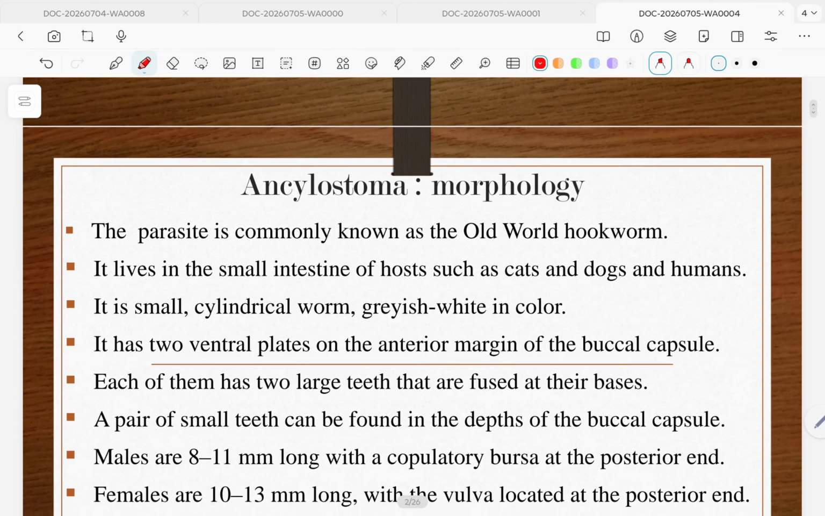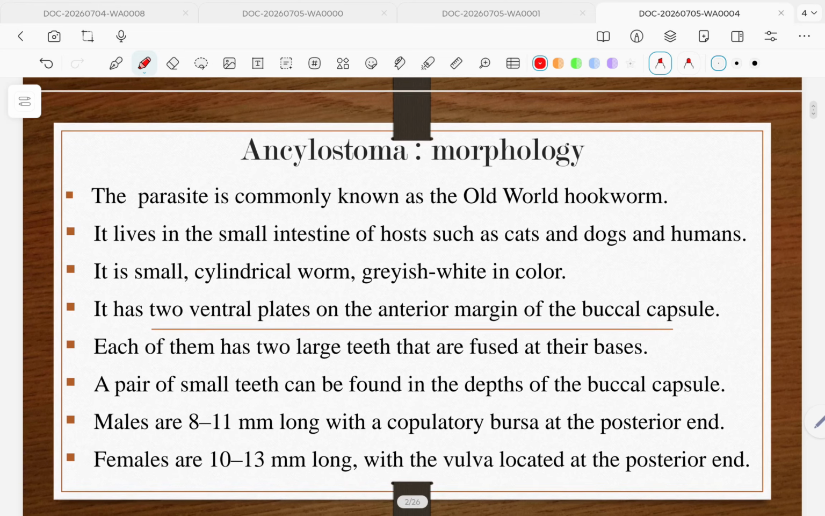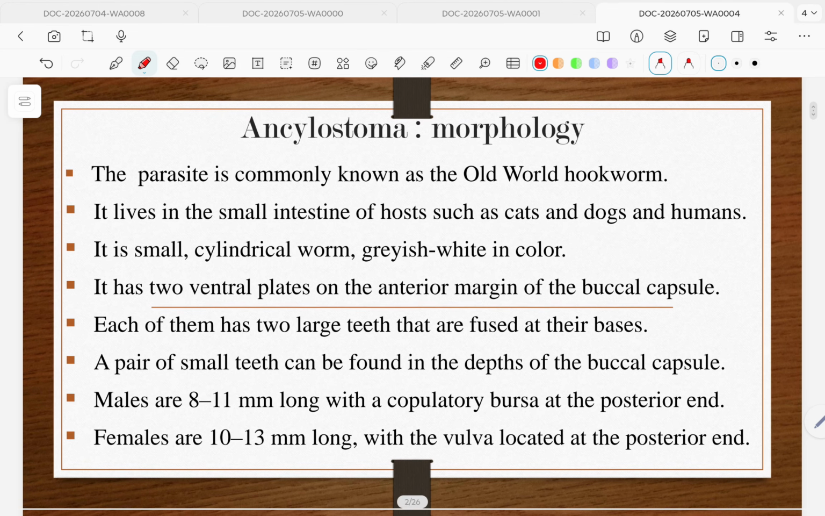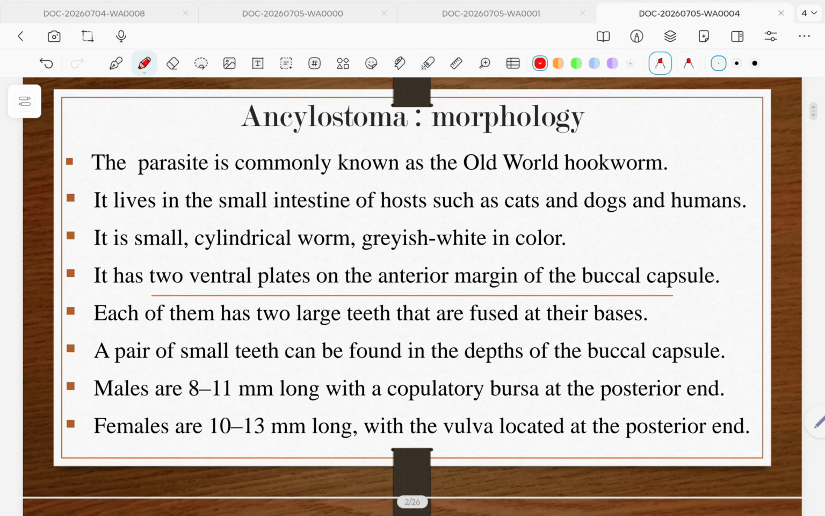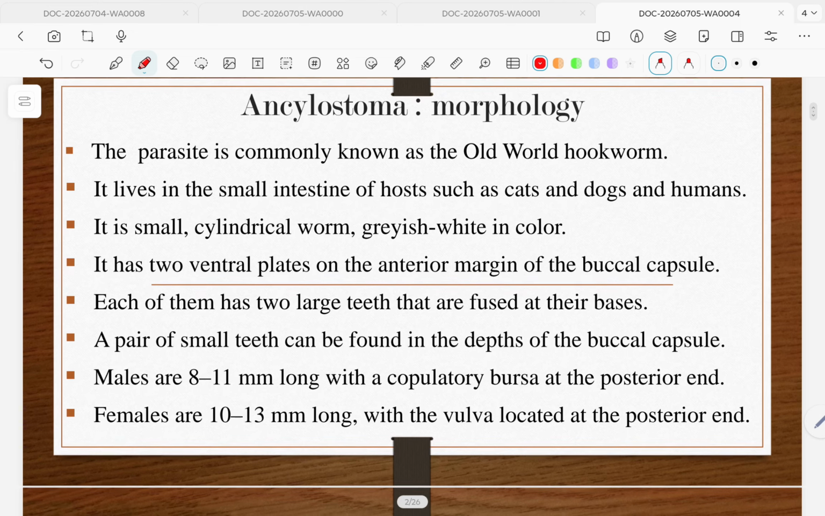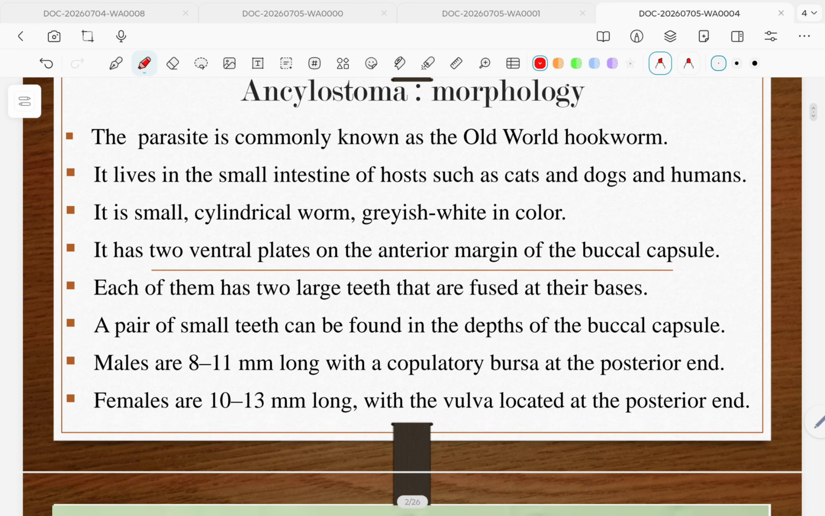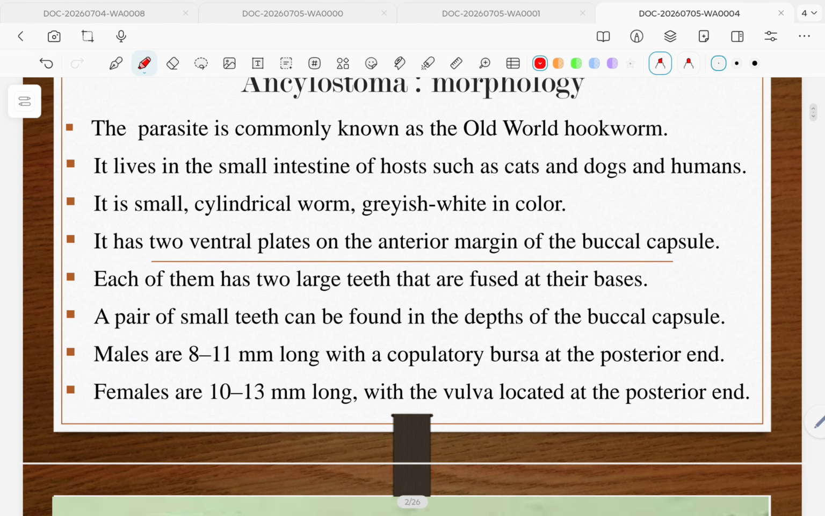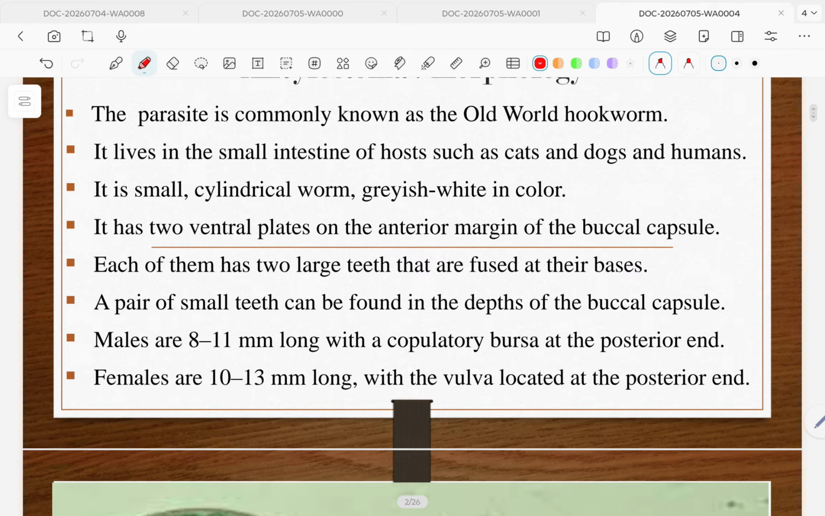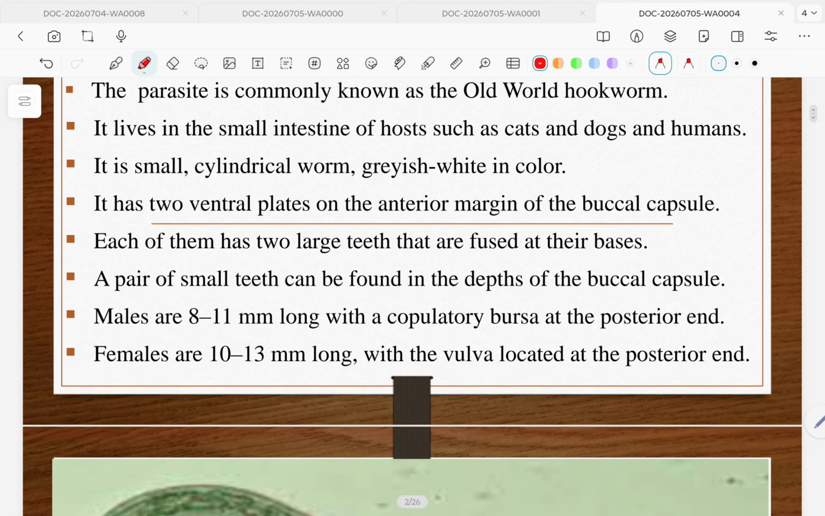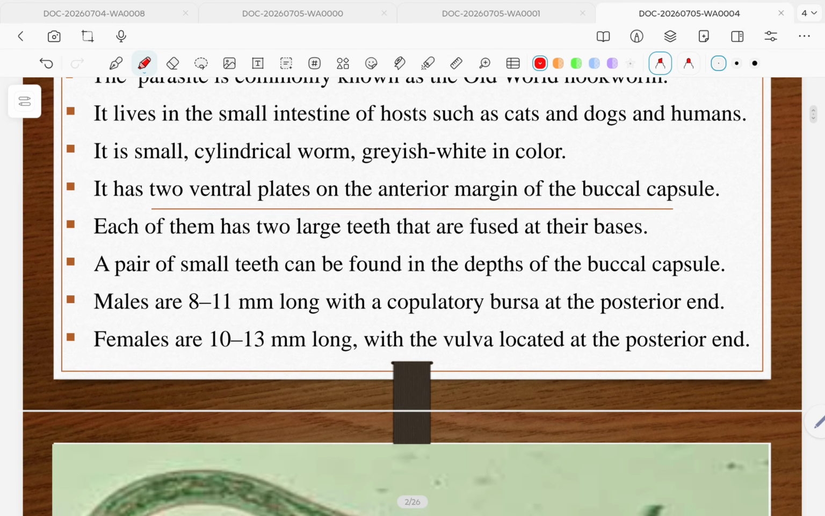It is a small, cylindrical worm, grayish-white in color. It has two ventral plates on the anterior margin of the buccal capsule. Each of them has two large teeth that are fused at their bases. A pair of small teeth can be found in the depth of the buccal capsule.